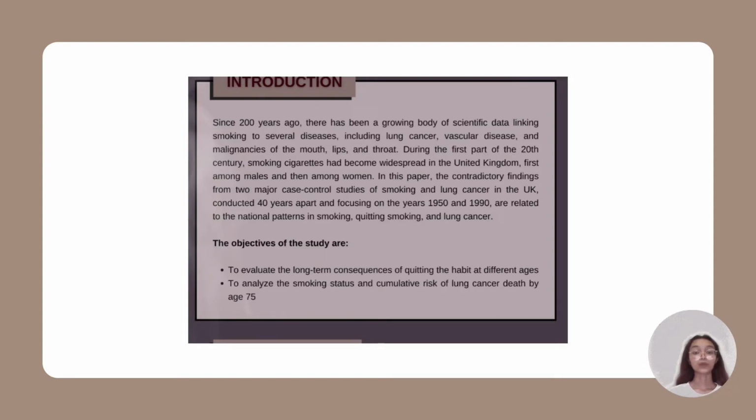As you can see from the poster, the purpose of this study is to examine the long-term effects of quitting smoking at various ages, as well as smoking status and the cumulative risk of dying from lung cancer by the age of 75. So keep listening because we'll talk about these topics later.